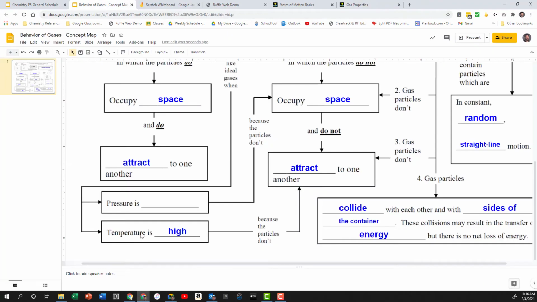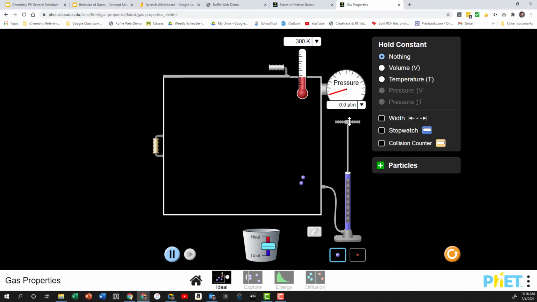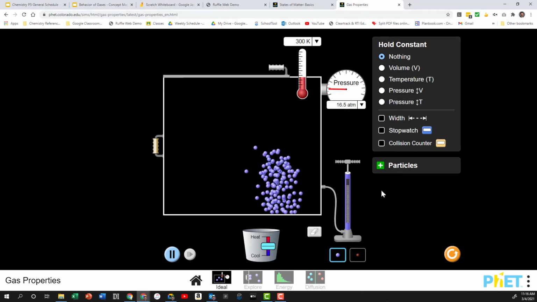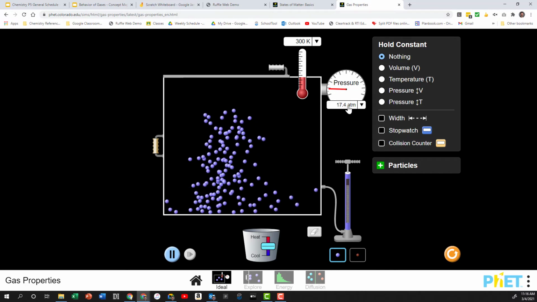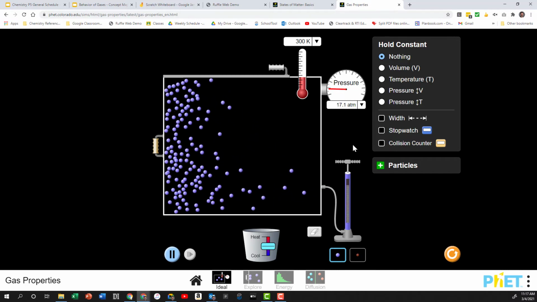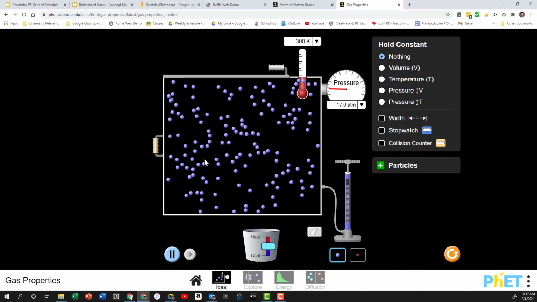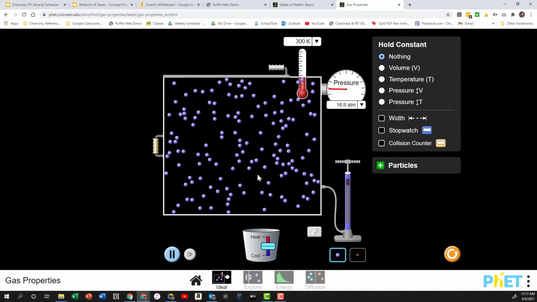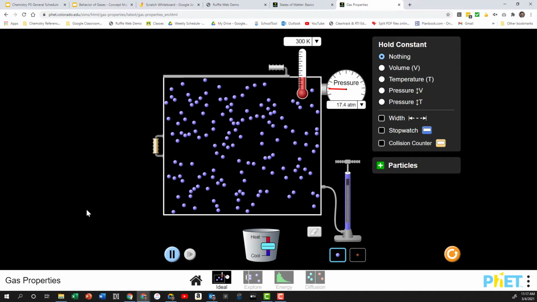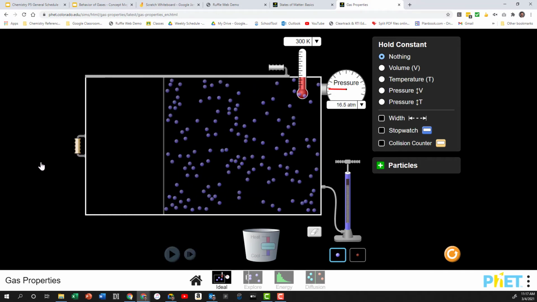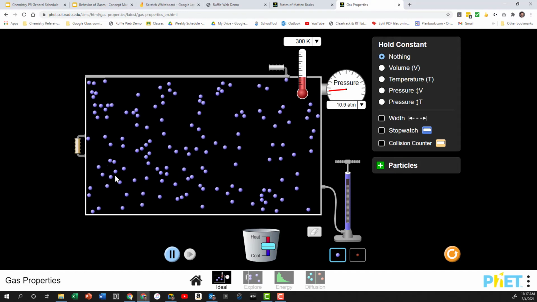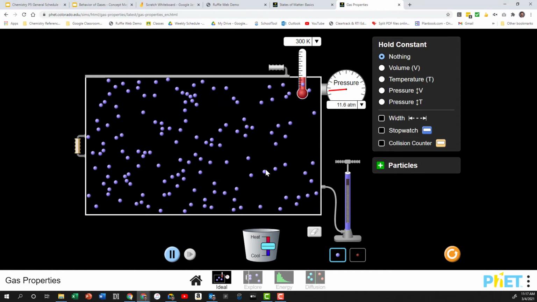Now, when will particles occupy more space? When the pressure is high or when the pressure is low? Let's put some stuff in here. All right. So the pressure right now is like 17 or whatever. How can I make these particles occupy less space compared to the overall space? What can I do? So if I expand this, now they're spread out, right? And they occupy less space as a percentage of the entire container.